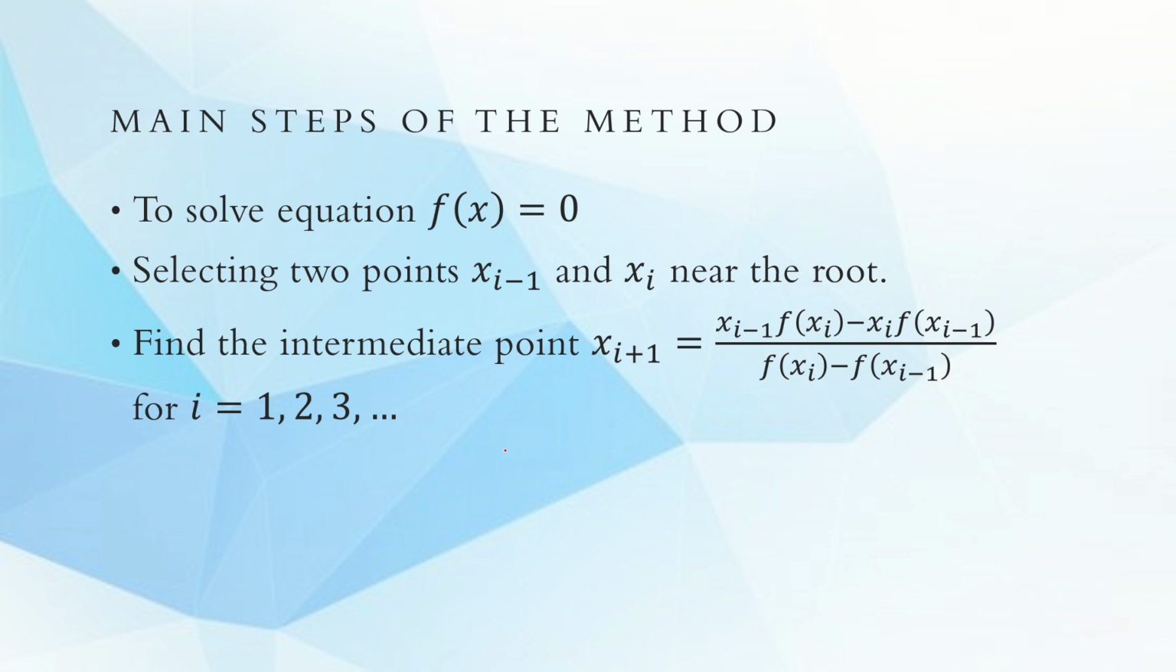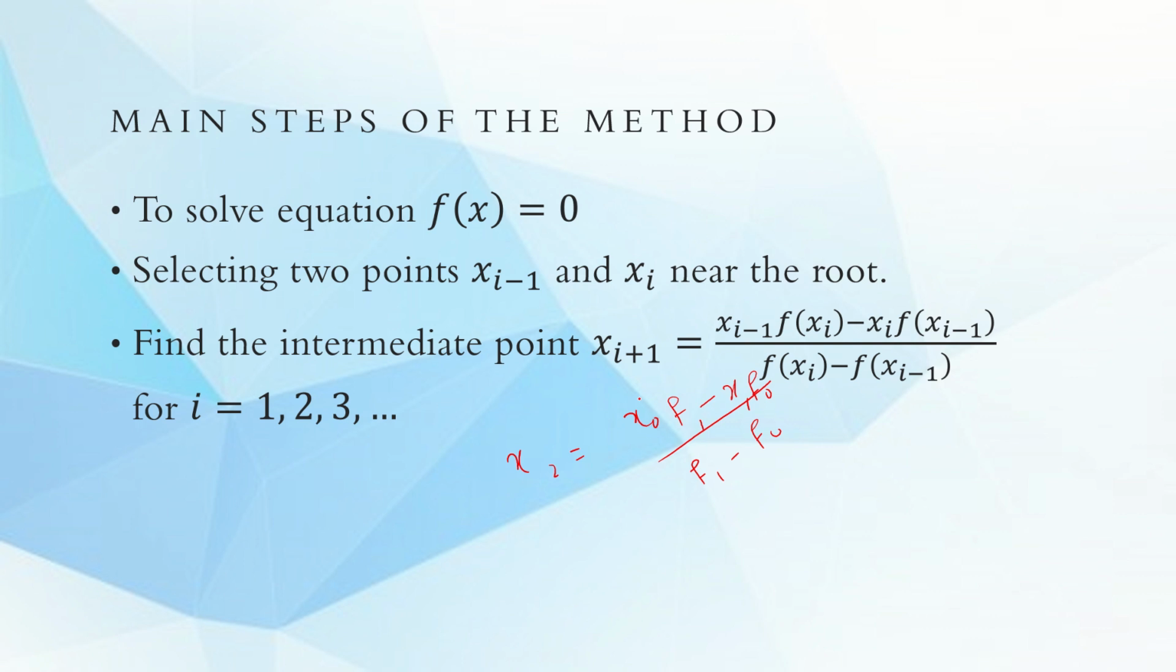So we would first find x2. X2 will be found as x naught into f1 minus x1 into f naught, where f1 basically means f of x1 and f naught means f of x naught symbolically, divided by f1 minus f naught.